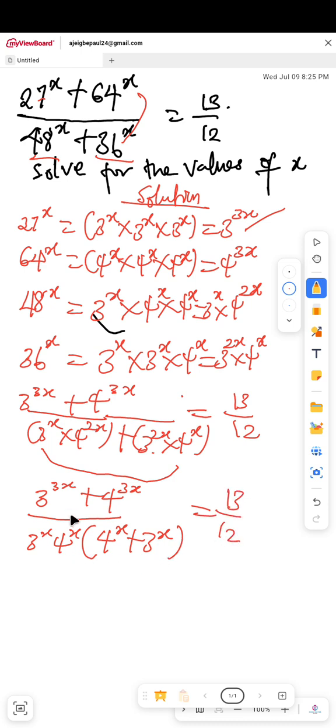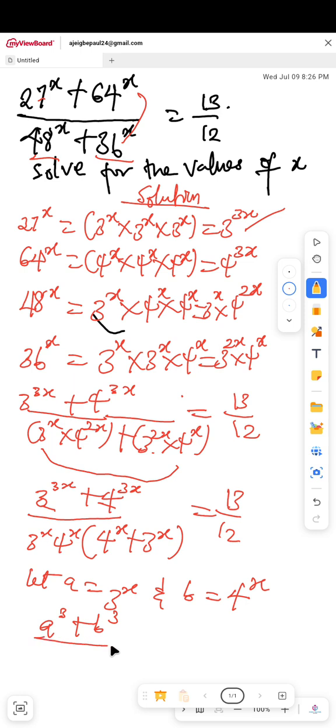So the next thing we are going to do is make a substitution. So we can say let a be equal to 3 raised to the power of x and let b be equal to 4 raised to the power of x. So if you do that, 3 raised to the power of 3x will be a raised to the power of 3, and 4 raised to the power of 3x will be b raised to the power of 3. So that will be a raised to the power of 3 plus b raised to the power of 3 over ab into bracket a plus b. Now everything is equal to 13 over 12.